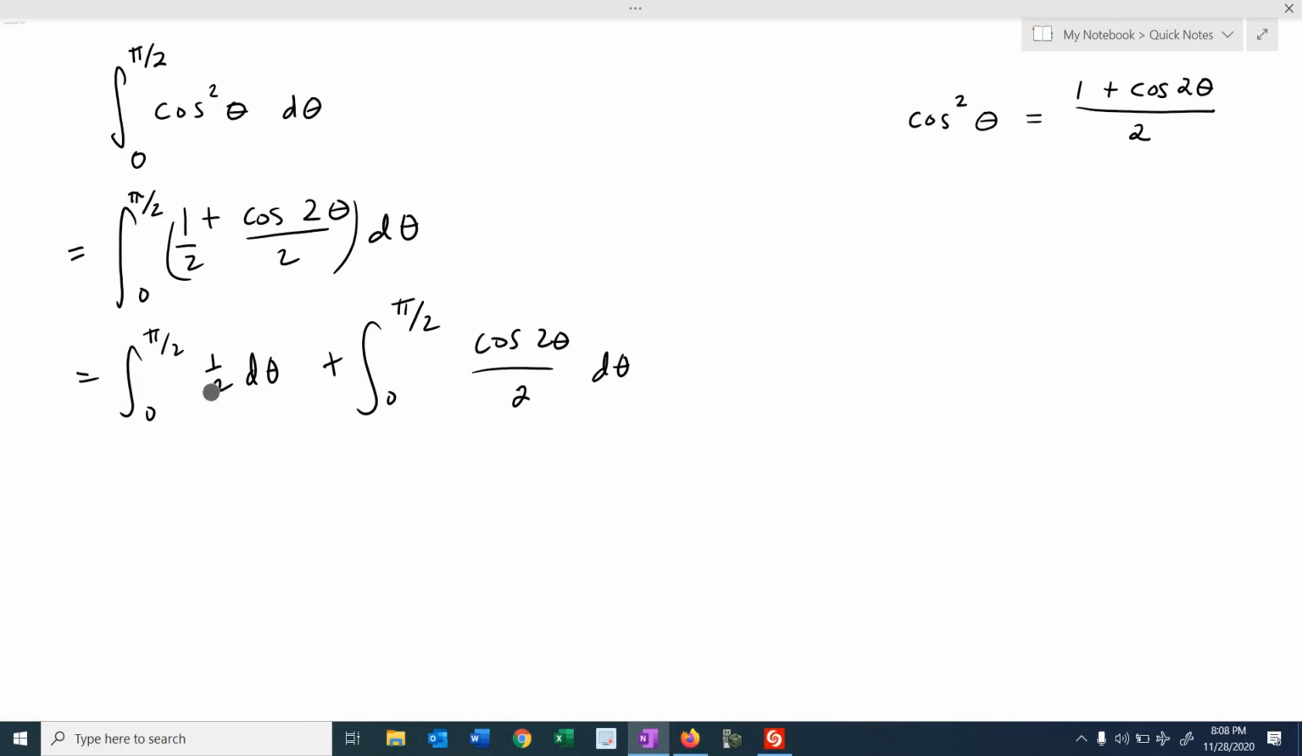Okay, so let's find each of these separately. So this one, you pull the 1/2 out since it's a constant. And then the antiderivative of 1 with respect to theta is simply theta. Then we need to evaluate this using the fundamental theorem of calculus. We need to evaluate it at the upper limit minus the lower limit. Now this is a special notation that says that. If you draw this vertical line and put the upper limit here and the lower limit here, then that means you're evaluating it at the upper limit minus what you get at the lower limit using the fundamental theorem of calculus. Okay, and then after we do that, we're going to multiply this by 1/2.